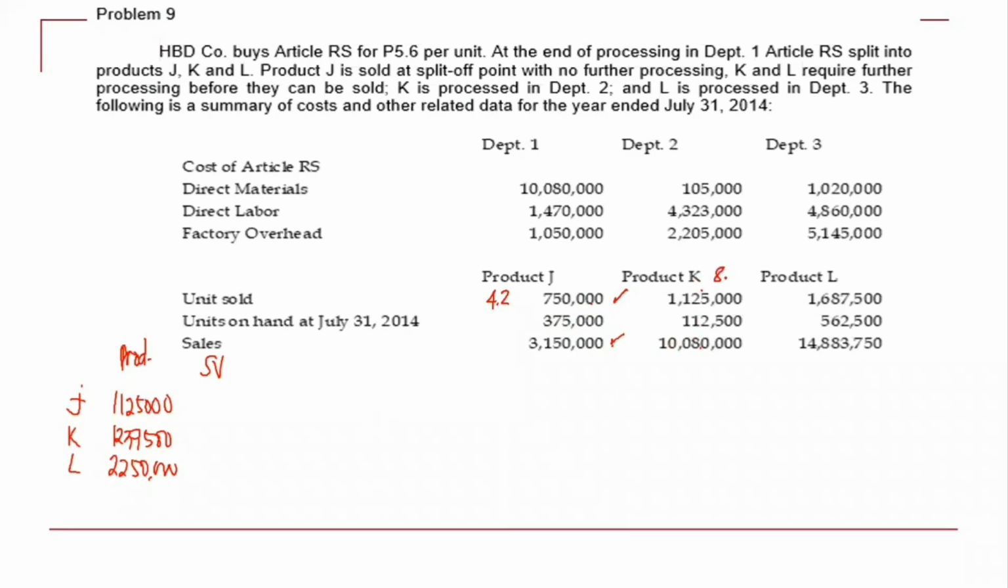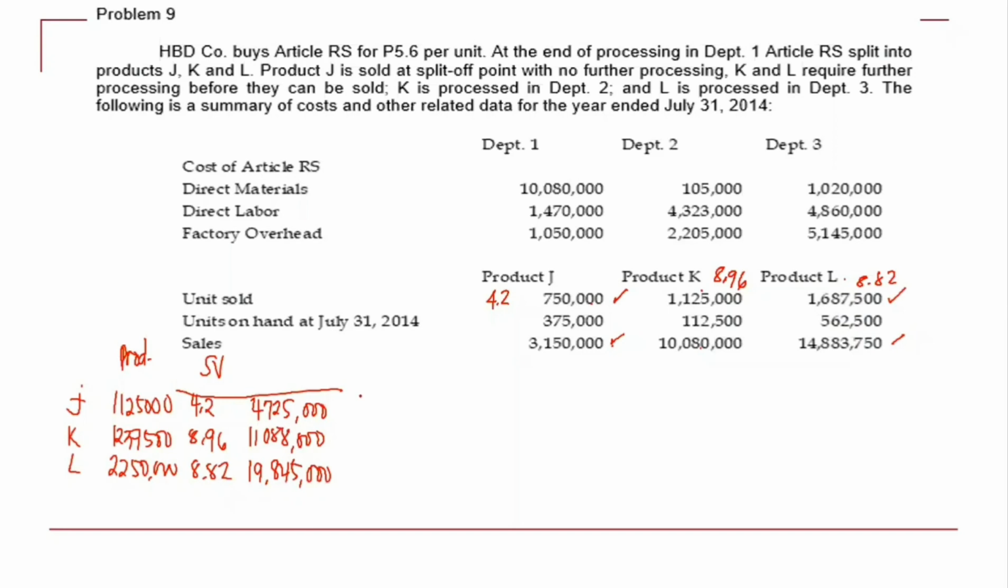Ang selling price ay 8.96. Tapos sa product L, 14,883,750 divided by 1,687,500, it's 8.82. So sana tama naman tayo, no? So 4.2, 8.96, 8.82. So ang sales value po natin ay 4,725,000 for J, 11,088,000 for K, and 19,845,000 for L. Kinuha muna natin yung final sales value ng mga yan.